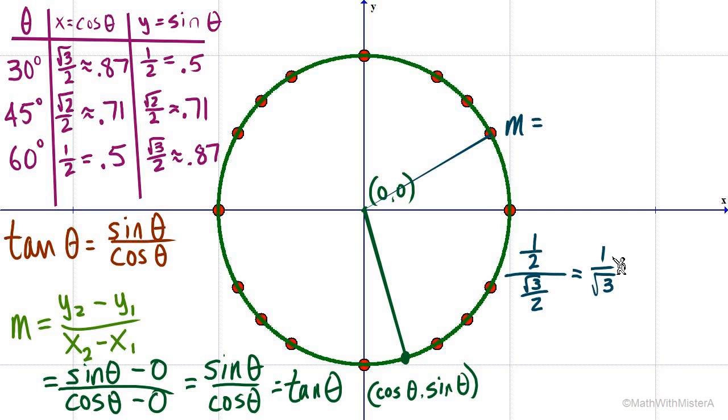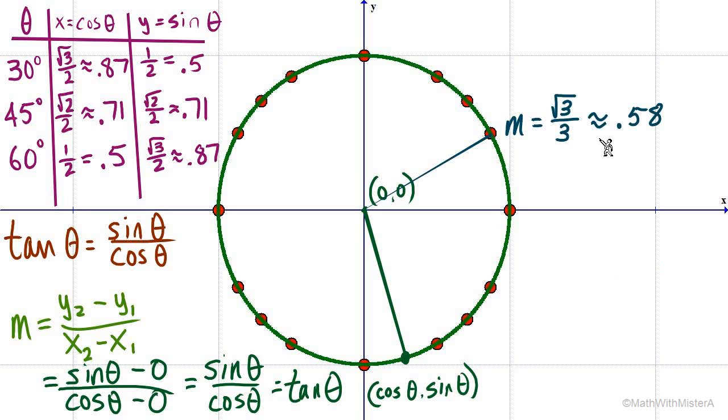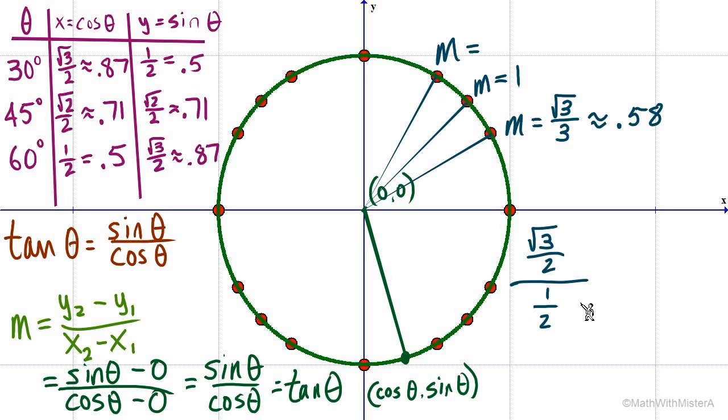Now let's rationalize the denominator, multiply top and bottom by radical 3. We get a result of radical 3 over 3. And for a decimal approximation, about 0.58. At 45 degrees, y over x, that's the same numerator and denominator, it equals 1. Or perhaps you even remember from first learning about slope that a 45-degree angle is a slope of 1. Next, at 60 degrees, slope y over x, we have a radical 3 over 2 over 1/2. Again, I'm losing those denominators of 2. It's a radical 3 over 1, or just radical 3, approximately 1.73.